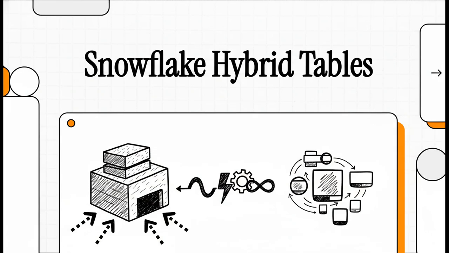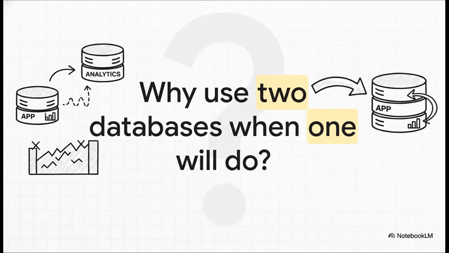You know how your analytics powerhouse is amazing for big questions, but you can never really use it for your app's fast, everyday transactions? Well, today, we're diving into a technology that promises to change all that: Snowflake Hybrid Tables. So let's start with a really fundamental question, one that's basically shaped data architecture for decades. Why do we always use two separate databases?